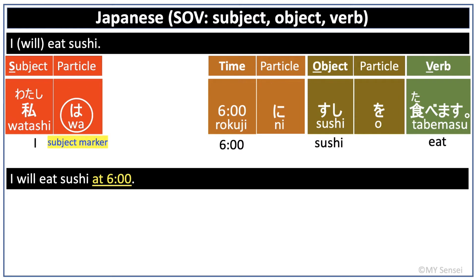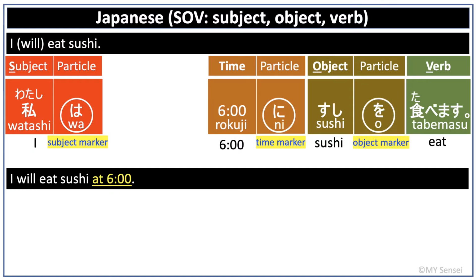Wa is the subject marker. It appears right after watashi, subject of a sentence. Ni is a time marker. It appears after 6 o'clock. Ni is similar to at in English, so 6時に means at 6 o'clock. This is the particle we will be looking at more closely in this video.